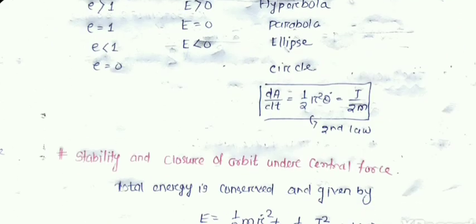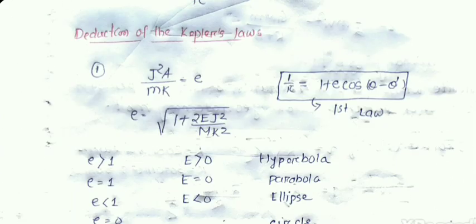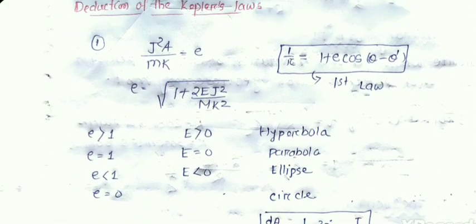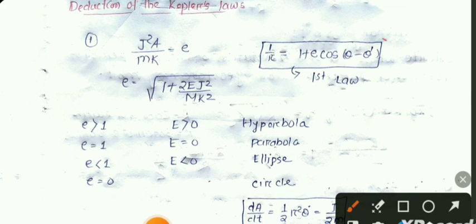So we have discussed the areal velocity. One more formula: areal velocity is half r square theta dot, and this can also be written as j by 2m. This is Kepler's second law, that is, the areal velocity. This is the inverse square law. This is Kepler's first law, which is 1 by r is equal to 1 plus e cos theta minus theta prime.